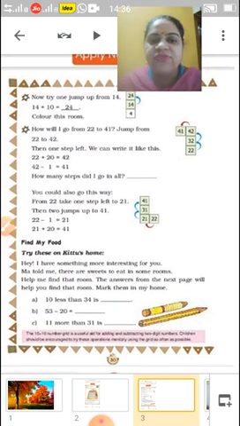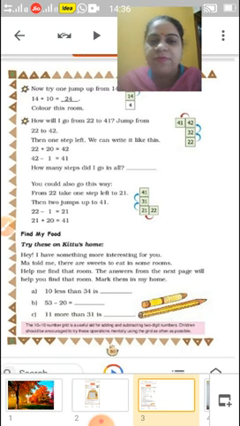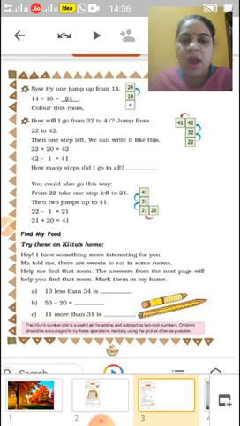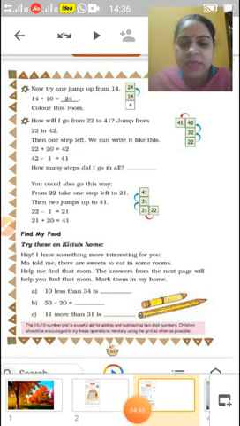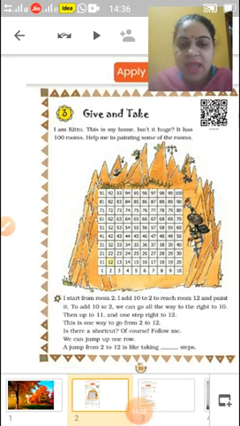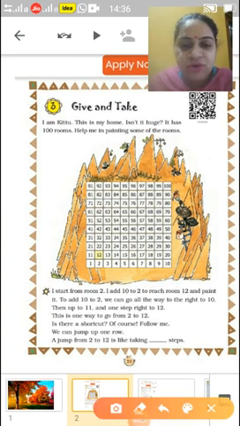Now try a jump from 14. For example, 14 plus 10 is equal to 24. So which room does he need to color now? Yes, you are correct. Room number 24. He needs to color room number 24.